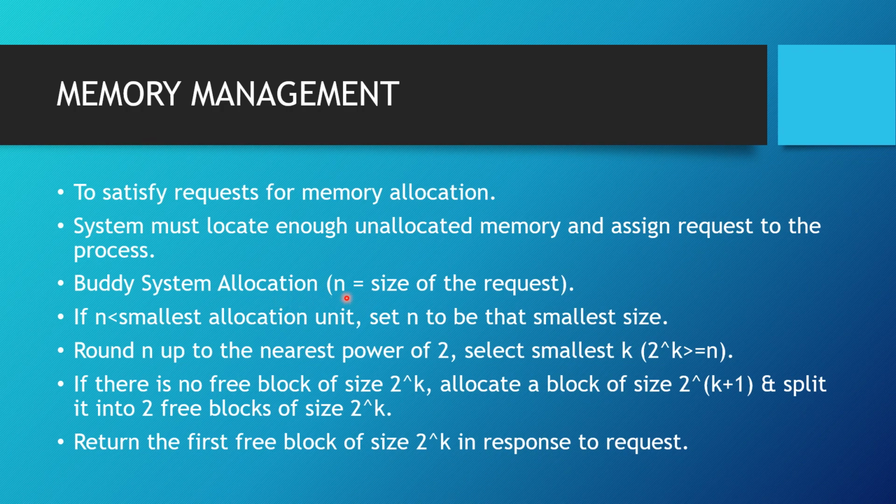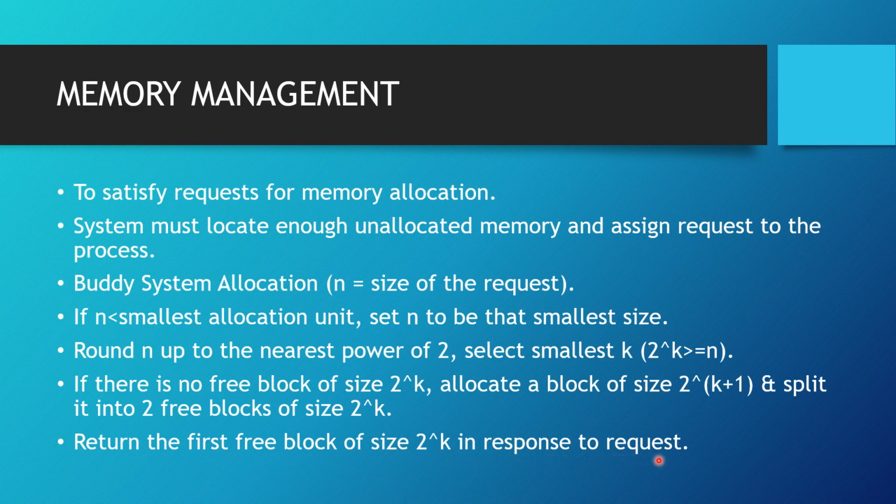So let's assume that n is equal to the size of the request. If n is smaller than the smallest allocation unit, the system will set n to be the smallest size. Then the system will round n up to the nearest power of 2, and select the smallest k such that 2^k is larger than or equal to n. If there is no free block of size 2^k, the system will allocate a block of size 2^(k+1) and split it into 2 free blocks of size 2^k. Last, the system will return the first free block of size 2^k in response to the request.